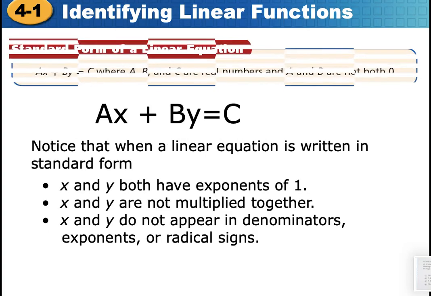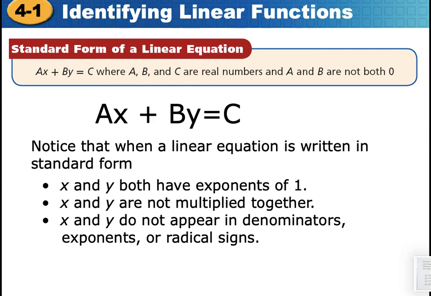Okay, and we'll look at that. There's a way that I want you to think about it. Notice that when a linear function is written in standard form, and I would ask you to add these to your notebooks, the variables x and y both have exponents of 1. I know you don't see the exponents here, but since we don't have a 2 or a 3 exponent, or a square, we have to assume that it's 1. Also notice that the ax and the by are not being multiplied together. You can't have that if you want it to be a linear function. And lastly, x and y do not appear in denominators, so they're not in the bottom of a fraction. They're not up in the exponent, so you don't have x as an exponent or y as an exponent. And they're also not in radical signs, which are square roots or other roots. We'll talk more about those when we get to chapter six.